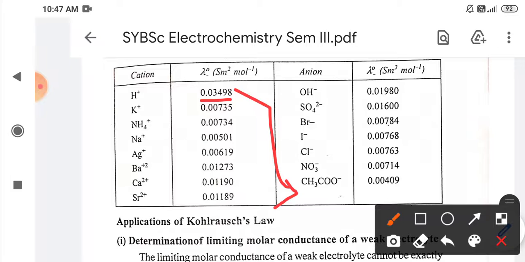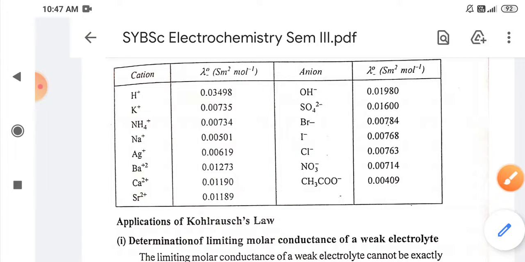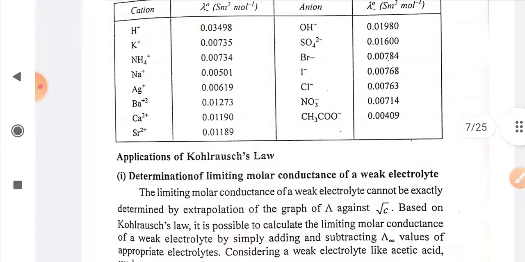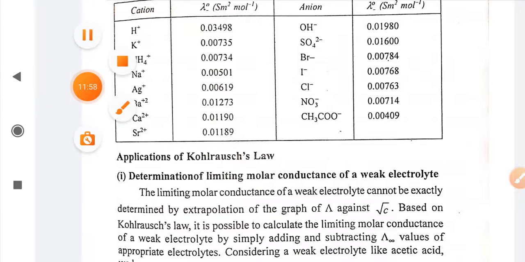For ammonium hydroxide, which is also a weak electrolyte, we can likewise obtain the molar conductance at infinite dilution by using Kohlrausch's law. There are a few important applications of this law. We will see these applications one by one in the next lecture.